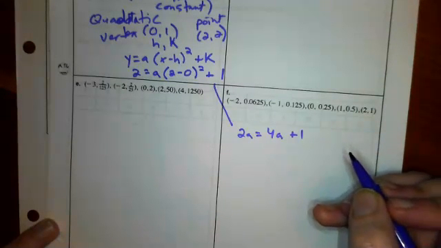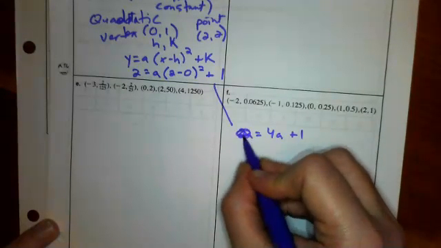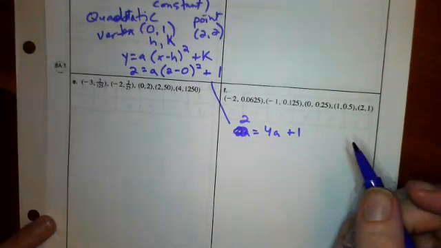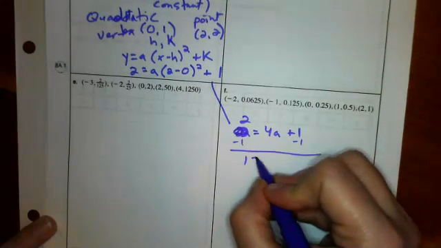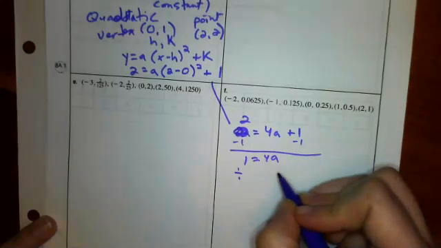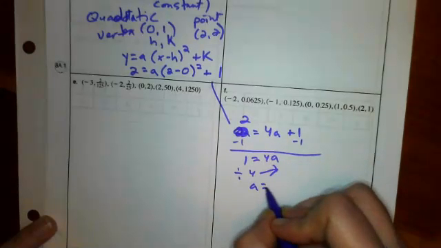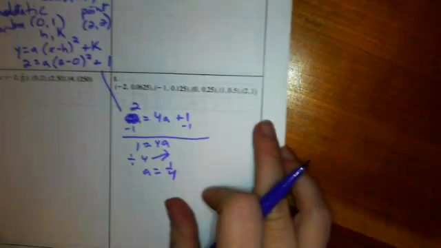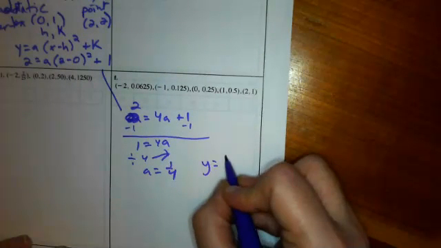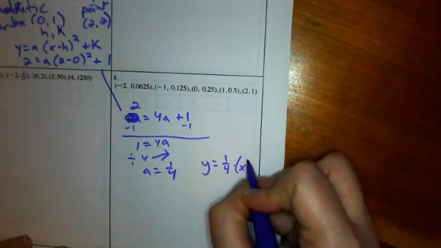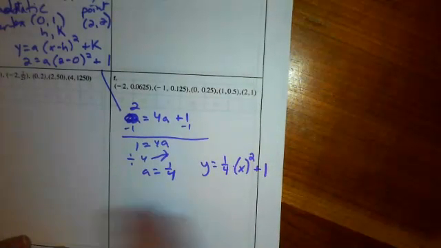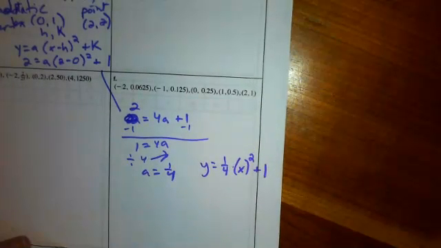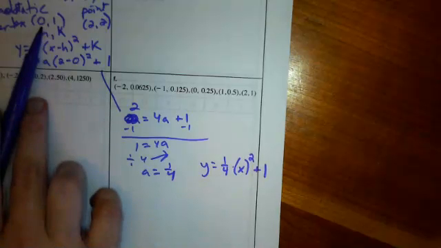I don't know why I put an a there, that's 2. Sorry about that. I'm going to subtract 1 from both sides. I get 1 equals 4a, divide by 4, I get a equals 1/4. So my quadratic equation is y equals 1/4 times x squared plus 1. Because you're just putting it into this form, and that x is just like that because my h is 0.